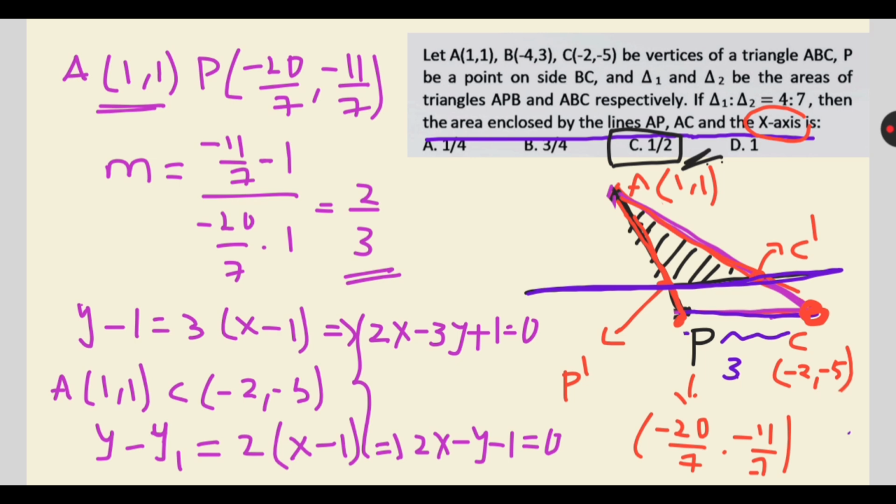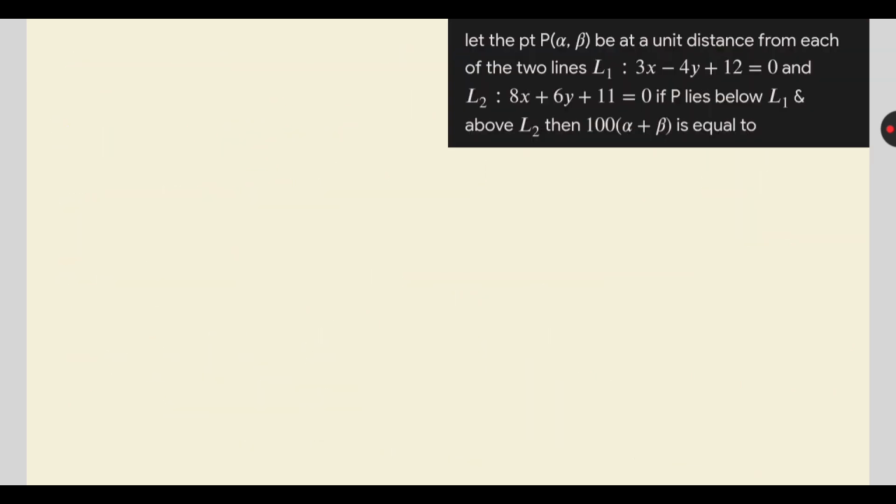Let's go for one more question. Let the point P(alpha, beta) be a unit distance from each of the lines L1 and L2. If P lies below L1 and above L2, then 100 times (alpha plus beta) is equal to.